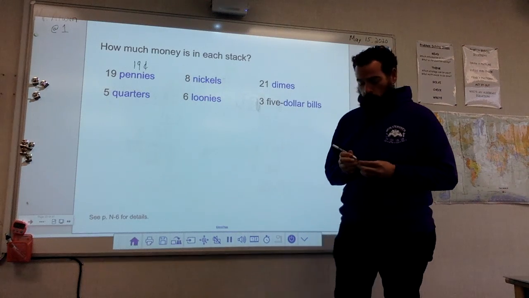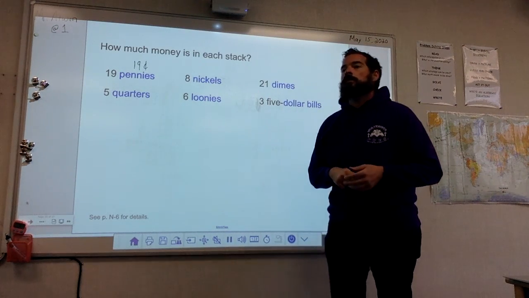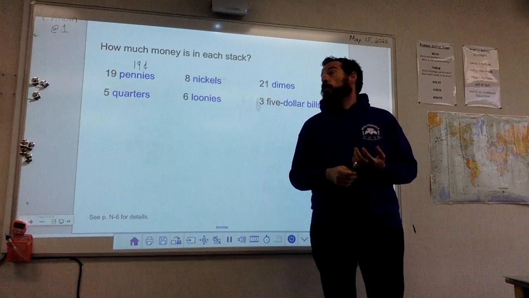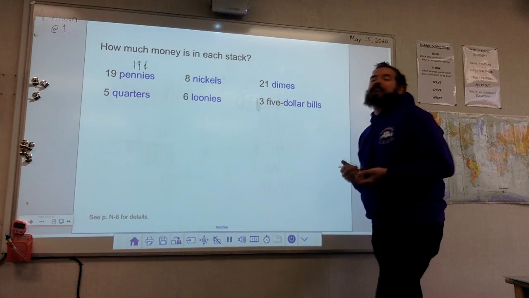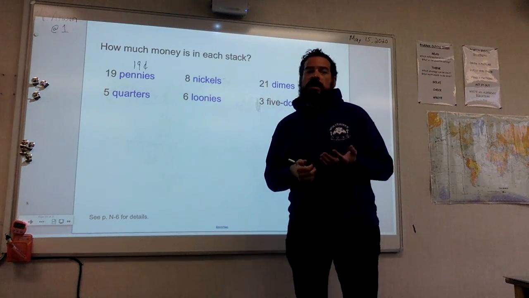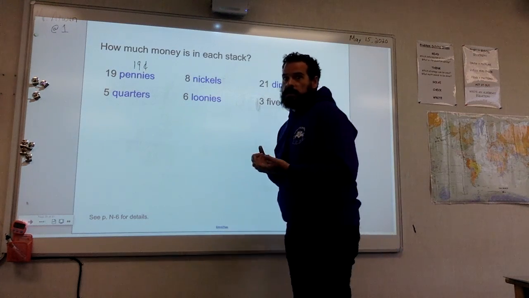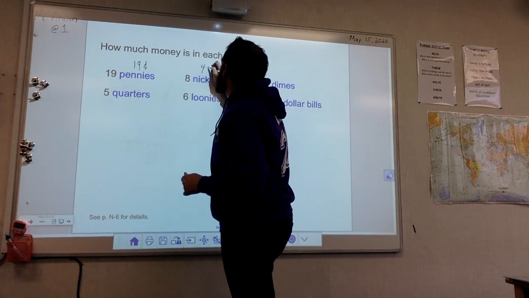8 nickels. Now, if you remember way back from the beginning of the lesson, I mentioned that nickels are 5 cents. So we've got to multiply 8 times 5. So 8 times 5 is going to give us 40 cents. So again, I'm going to write that in cent notation.